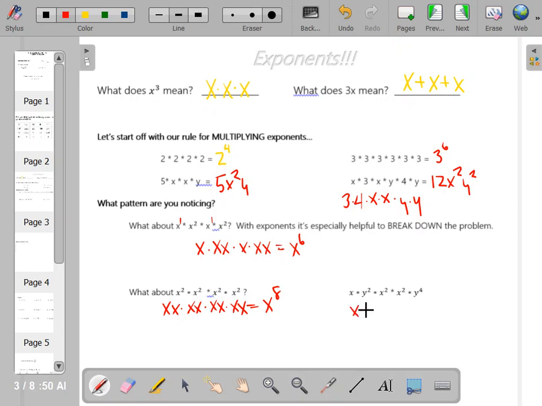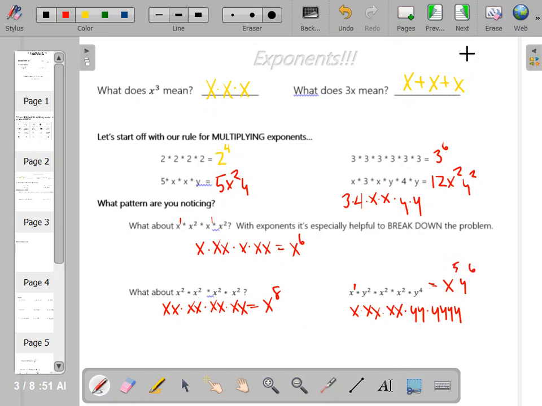Let's see, x times x squared times y squared times y to the 4th. So I move these around. X, x squared, y squared, y to the 4th. So how many do I got? I got a total of 1, 2, 3, 4, 5 x's and 6 y's. Wait a minute, 1 plus 2 is 3. 2 plus 4 is 6.